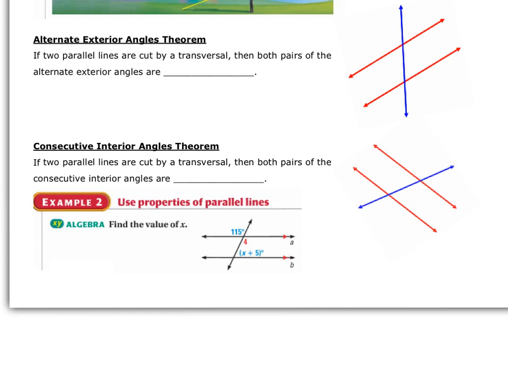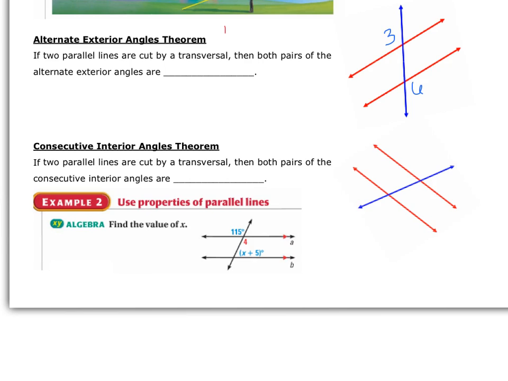All right, next are alternate exterior angles. So again, let's refresh those. They are outside of the lines. They are on alternate sides of the transversal, so you have to go from one side to the other, from the left to the right or top to bottom, depending on how the picture is arranged. So we could have angle 3 and angle 6. Those would be alternate exterior angles.